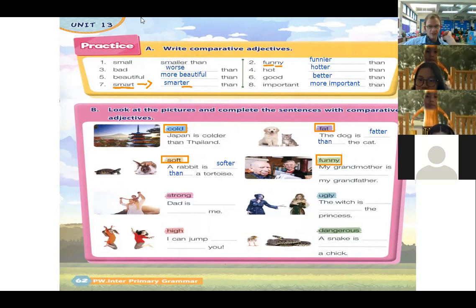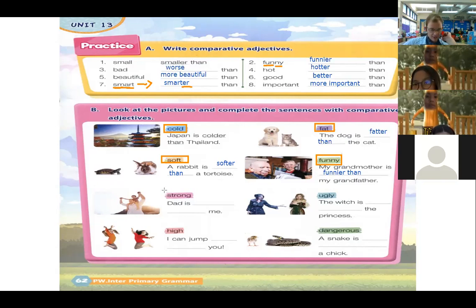The next one is funny. My grandmother is my grandfather. And the word we have to use is funnier, than. Funnier. Okay, F-U-N-N-I-E-R. Than. Funnier than my grandfather. Excellent. So we have four more to go here.